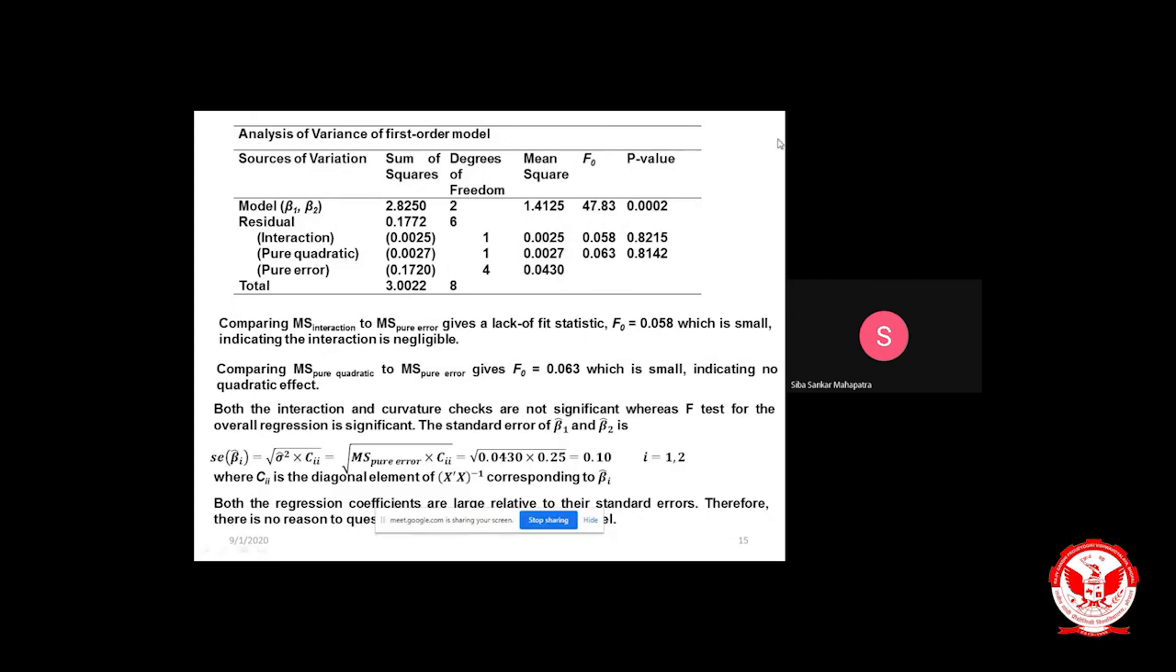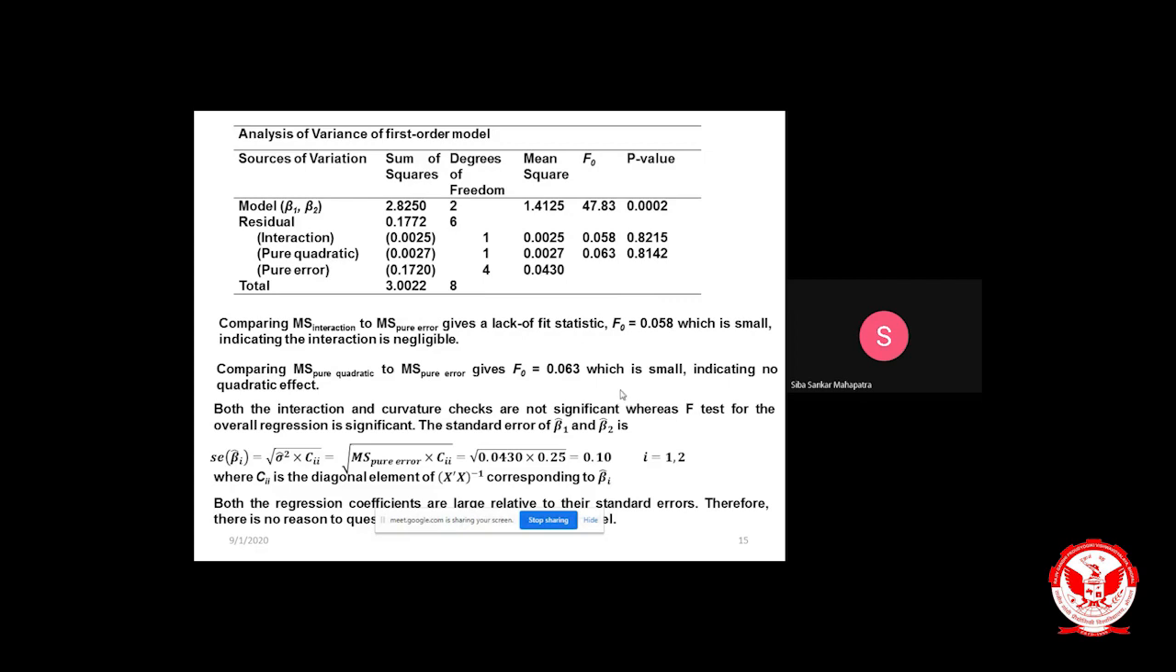And the p value, the probability value, can be given if you use any software. In that case, the value can be calculated. Comparing the mean square of the interaction with the mean square of the pure error gives you the lack of fit statistic. So F0 in this case is 0.058, which is small. So we can say that the interaction is negligible.